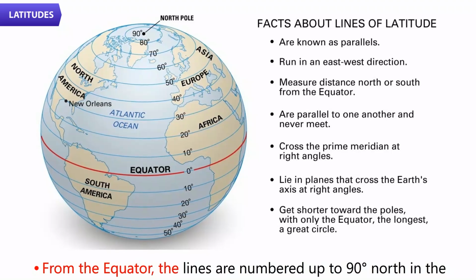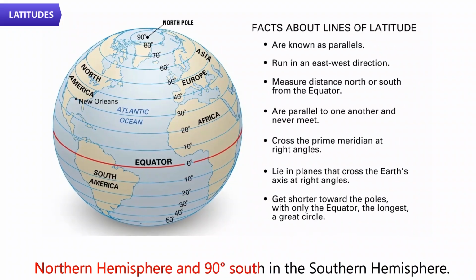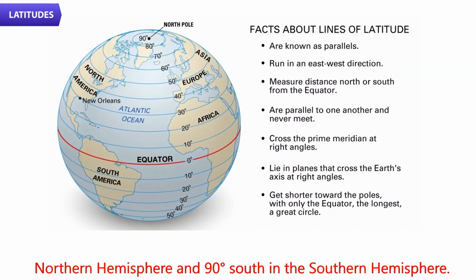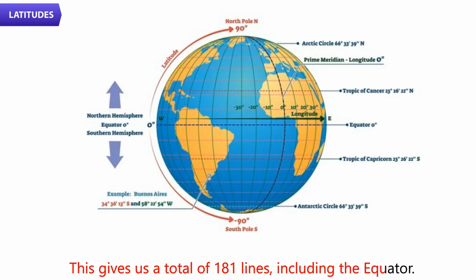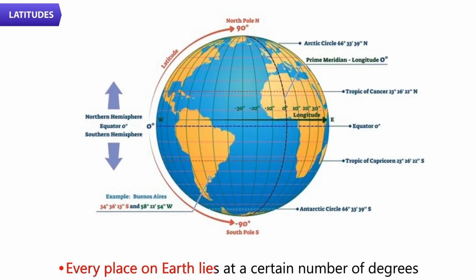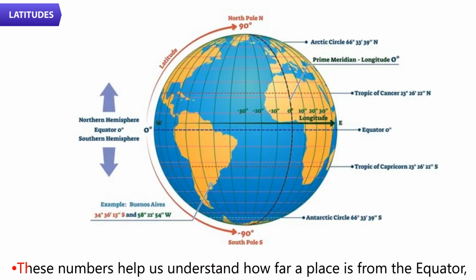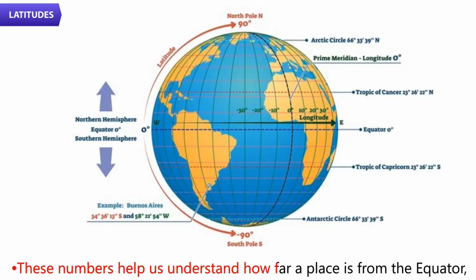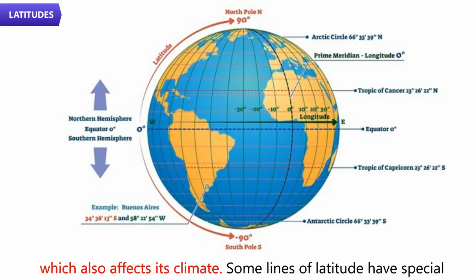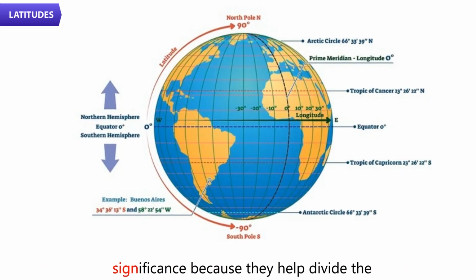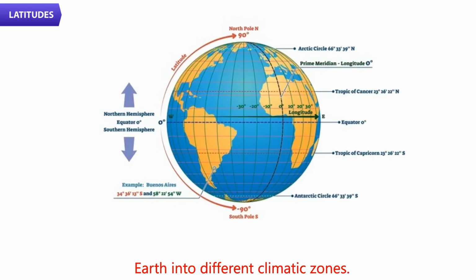From the equator, the lines are numbered up to 90 degrees north in the northern hemisphere and 90 degrees south in the southern hemisphere. This gives us a total of 181 lines, including the equator. Every place on Earth lies at a certain number of degrees north or south of the equator. These numbers help us understand how far a place is from the equator, which also affects its climate. Some lines of latitude have special significance because they help divide the Earth into different climatic zones.